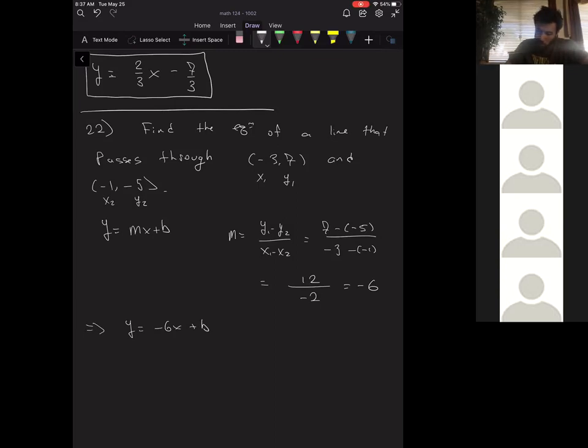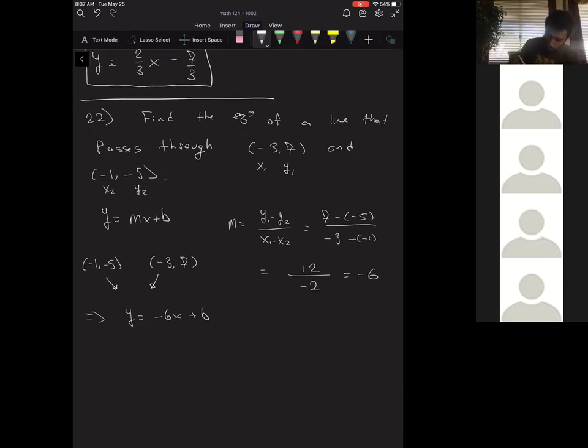So now what we want to do is find b. And remember last time all we did was take that point and plug it into our equation. So now we have 2 points to choose from to plug into our equation to find b. It doesn't matter which one. We have this point on the line and we have this point on the line. We can either plug this one in here or plug this one in here. It doesn't really matter which one we choose. We'll get the same answer for b.